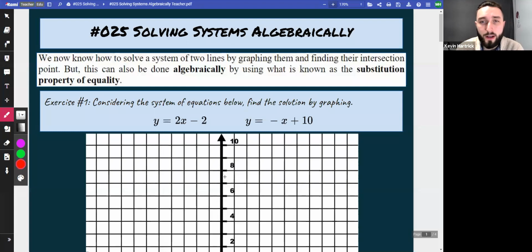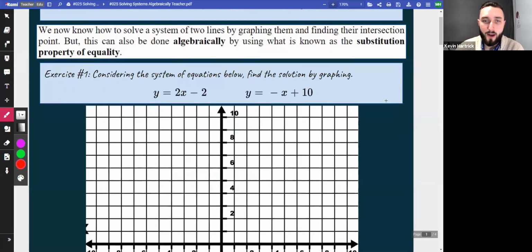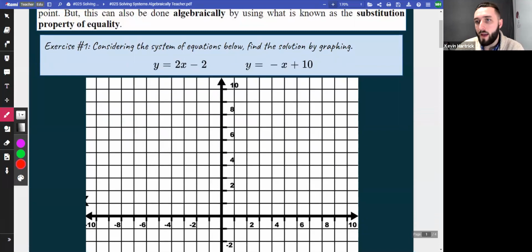This can also be done algebraically by using what is known as the substitution property of equality. All right, so let's look at exercise one, a little bit of a review. It says, considering the system of equations below, find the solution by graphing. So I'm going to graph the second line here, y equals negative x plus 10. Then you guys are going to graph y equals 2x minus 2, and you're going to find that intersection point and the solution. So let's do this.